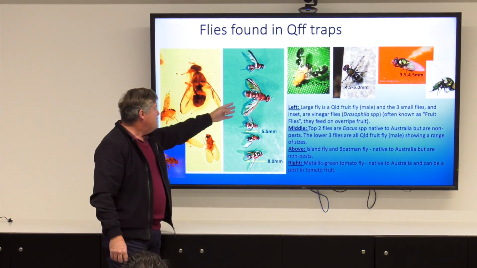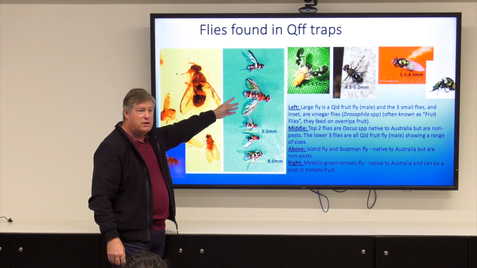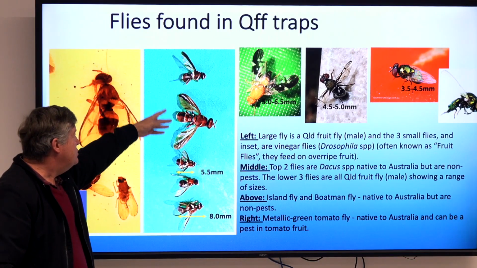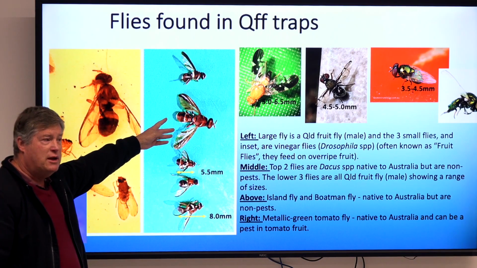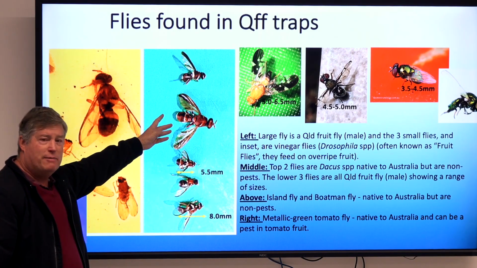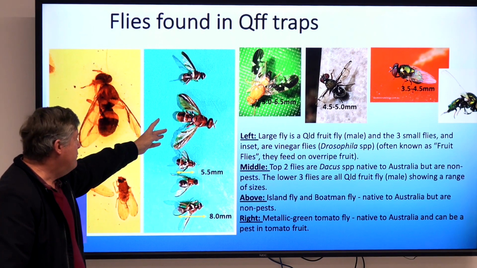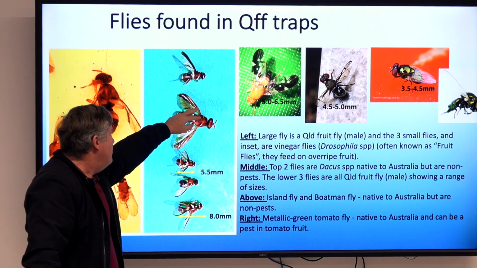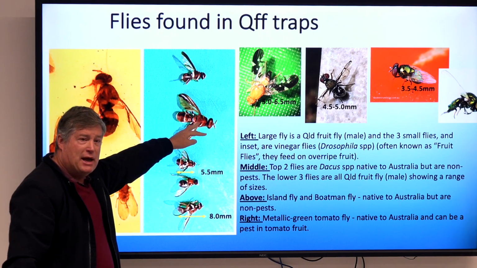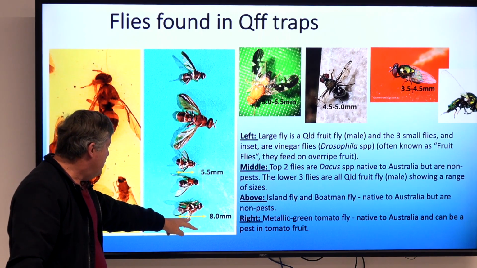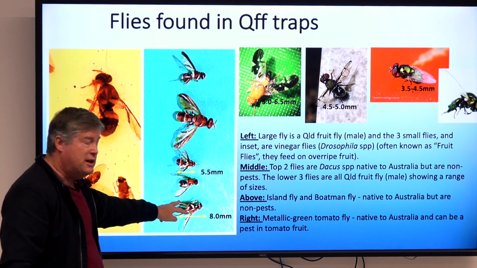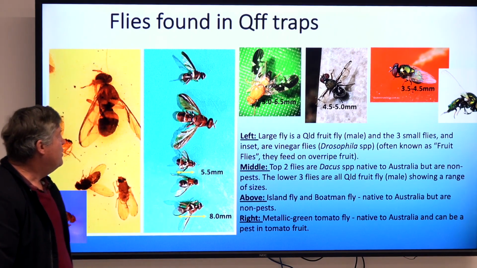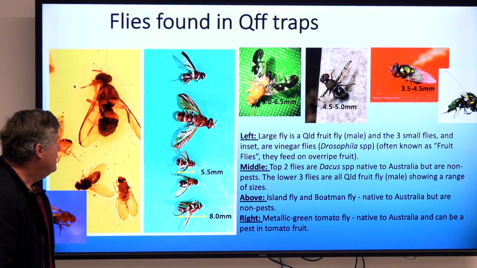Sometimes in a trap you'll see flies that look very similar to Queensland fruit fly. These are actually two species of native fruit fly, which not many people know a lot about, what they breed in and all that sort of thing. But you'll notice that they've got very thick margins on their wings compared to the Queensland fruit fly, which is a very narrow band. So they're native flies, but non-pests.